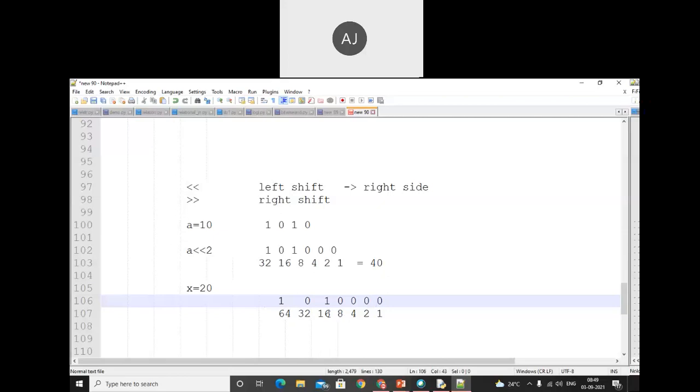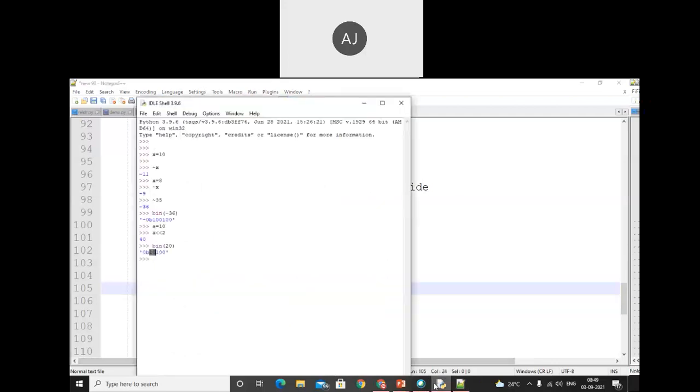64 plus 16, so we get the value 80. When we perform x = 20 and shift 2 bits, that means x left shift by 2. If it is 1 bit, we need to add 1 bit to the right side. If it is 3 bits, we need to add 3 bits to the right side. So just perform x = 20 and x left shift by 2 bits. So we get the value 80.